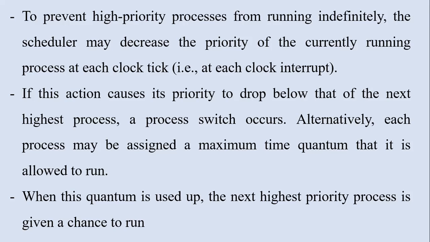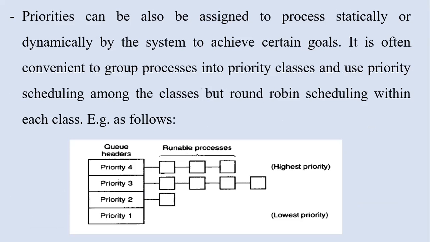Alternatively, each process may be assigned a maximum time quantum that it is allowed to run. When this quantum is used up, the next highest priority process is given a chance to run. Priorities can also be assigned to processes statically or dynamically by the system to achieve certain goals. It is often convenient to group processes into priority classes and use priority scheduling among the classes, but round-robin scheduling within each class. For example, in this diagram, you can see that we have several processes.